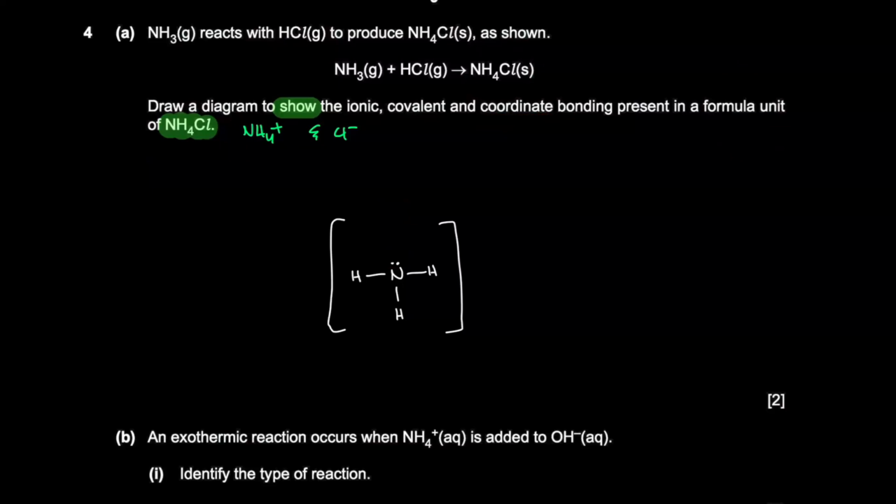Nitrogen will form a dative bond with H plus. So you don't have to show the lone pair. I always like to show the lone pair. You have to show the arrow. Remember, if they ask you to show a coordinate bond, you have to show the arrow, okay, to this hydrogen. Overall charge is 1 plus, right? That's the ammonium ion. And then you have Cl minus, right? So you've got ionic between this cation and anion. You've got regular covalent bonds, and then you also got the coordinate bond.